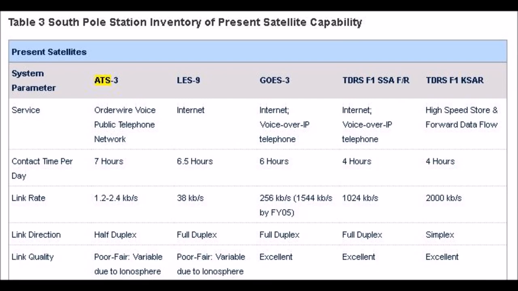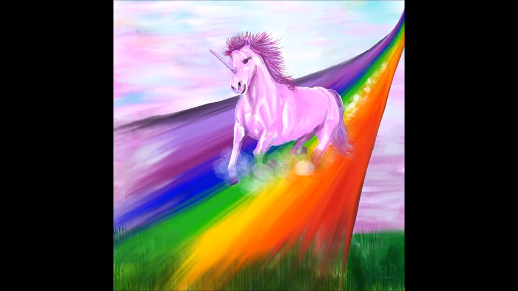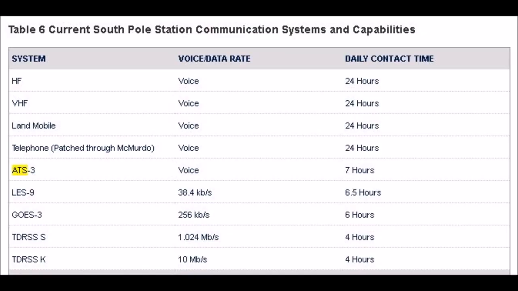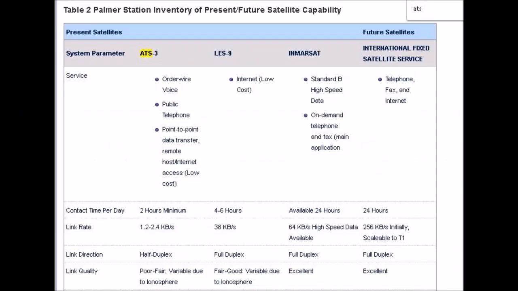They're claiming that they're using the internet on a satellite that was launched in 1967 and was decommissioned by NASA. They quit using it in 2001. Yeah, that is just insane. I don't even know what to say about that. It's just ridiculous. So, you can see right here, they say they get 2 hours minimum per day contact with this satellite.